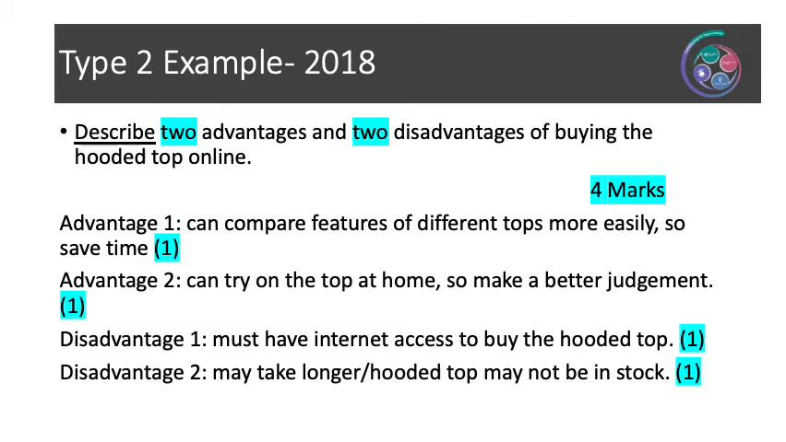So the answers that we've put in here, for example, you can see advantage number 1, you can compare features of different tops more easily, so save time. Advantage number 2, you can try on the top at home to make a better judgment. Disadvantage number 1, you must have internet access to buy the hooded top. And disadvantage number 2, may take longer or the hooded top may not be in stock. So each of these get 1 mark because not only do they give a reason, they're also giving detail, they're relating it back to the case. So your answers must tie back into the case, into the question.